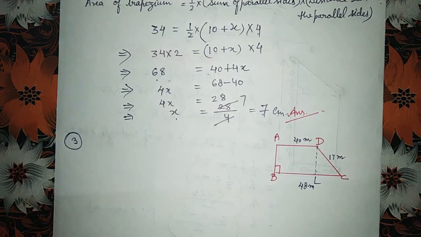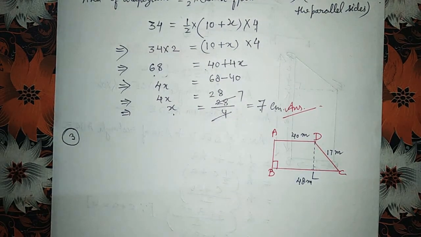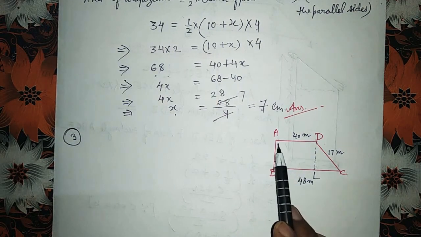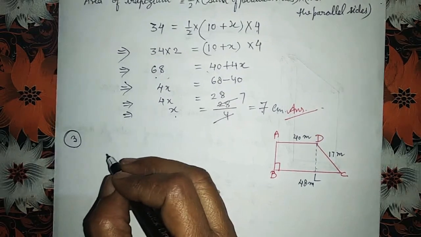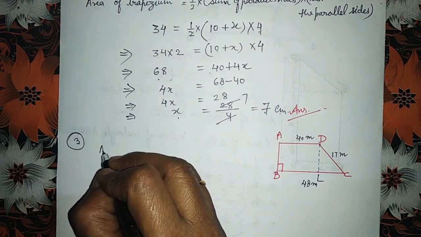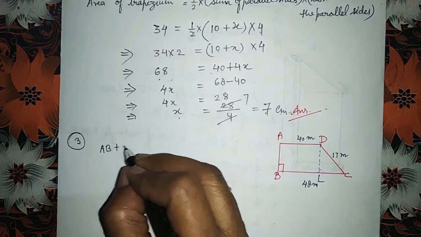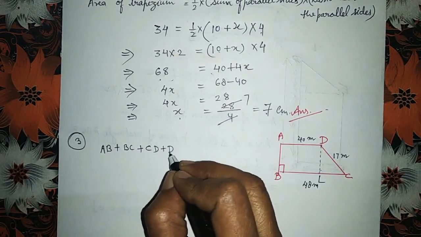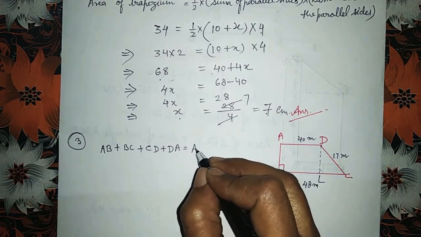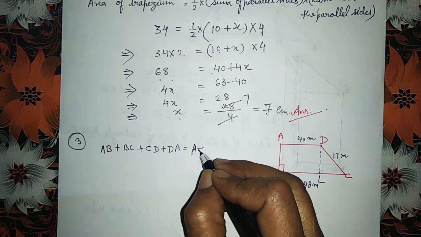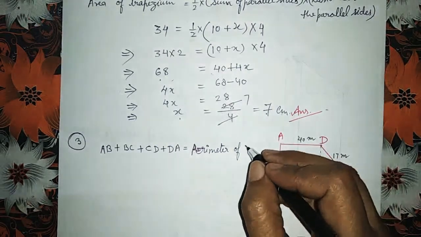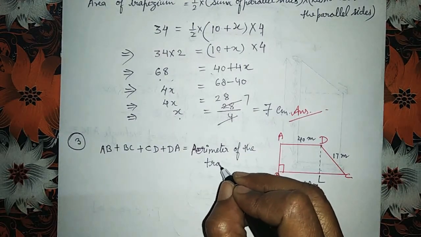Okay. So here we will write the formula to find the perimeter of the figure. For perimeter of the trapezium, we will add the length of all the sides. So here we will write AB plus BC plus CD plus DA is equal to perimeter of the trapezium.